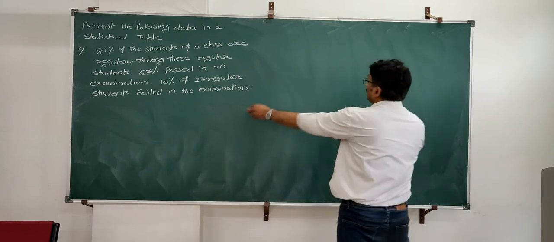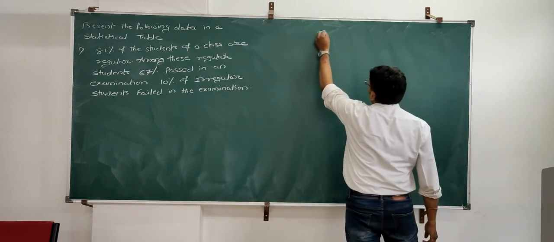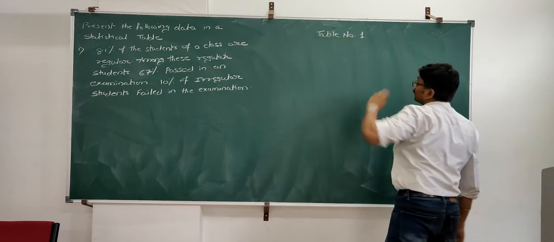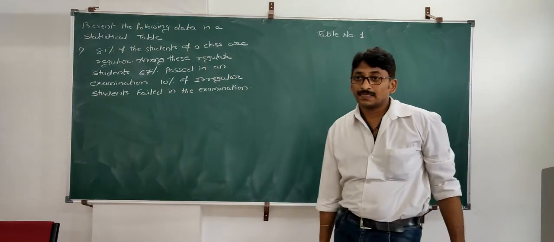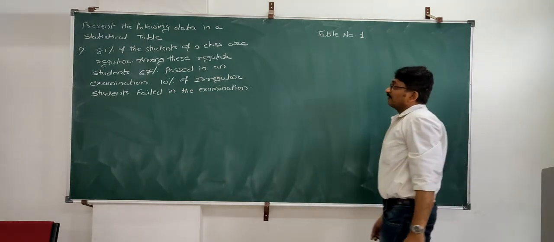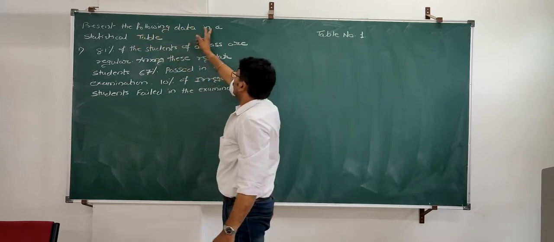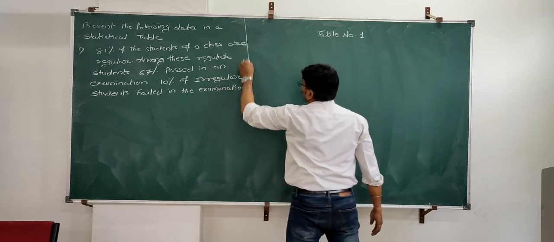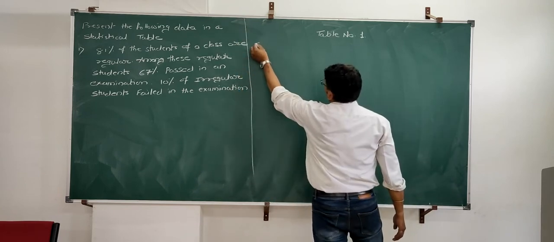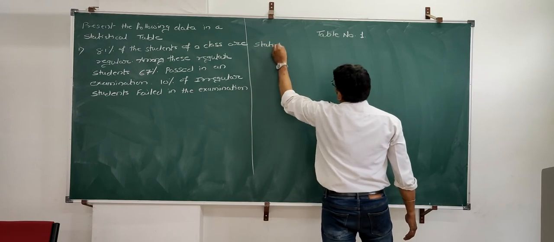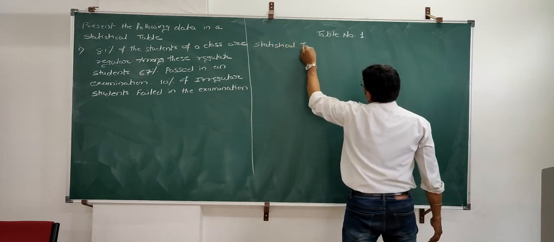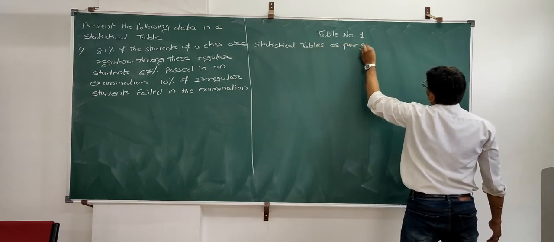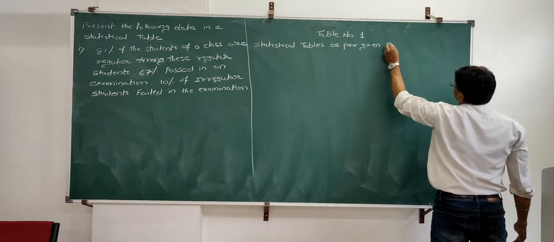Again we will start with the table number. Here I write table number 1. Okay. Again we have to prepare what? We have to present the following data in a statistical table. So I will write here: statistical table as per given information.